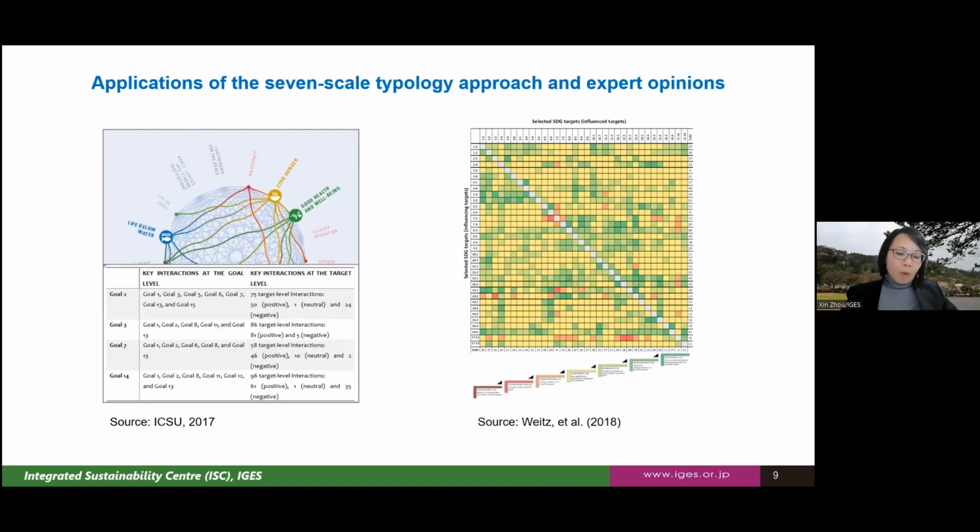This 7-point typology method was used by the International Science Council to map the interactions of goals 2, 3, 7, and 4 within the SDGs at the target level. The analysis is based on the existing literature and expert opinions. Another application of the typology method was conducted by White and colleagues in 2018 for selected 34 targets in Sweden to generate a cross-impact matrix. The scoring of the interactions between the 34 targets was conducted by the 4 authors of the paper using a literature review and the prior knowledge of the authors.